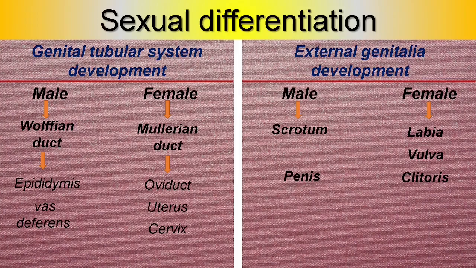In male, the tubular system develops from the Wolffian duct and gives rise to epididymis and vas deferens. In female, it develops from the Mullerian duct. It gives rise to oviduct, uterus, cervix. The external genitalia in male are scrotum and penis, and in female, labia, vulva, clitoris. Clitoris is the counterpart of penis and labia is the counterpart of scrotum.